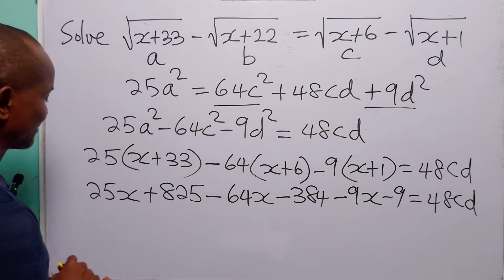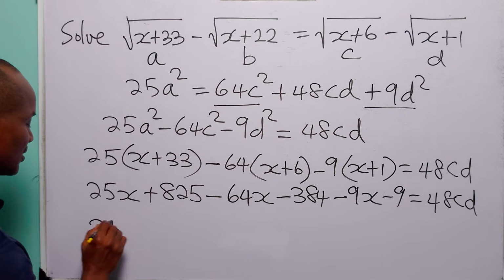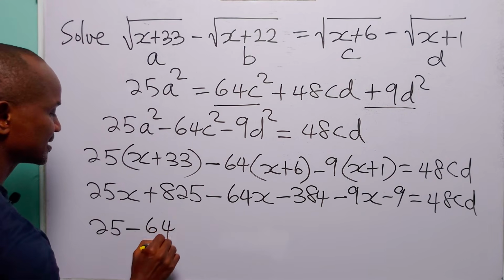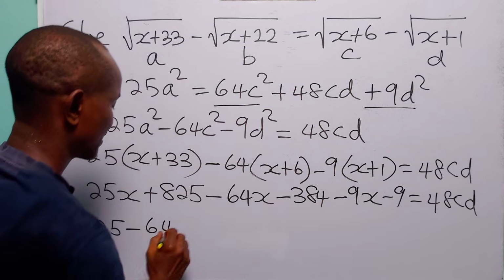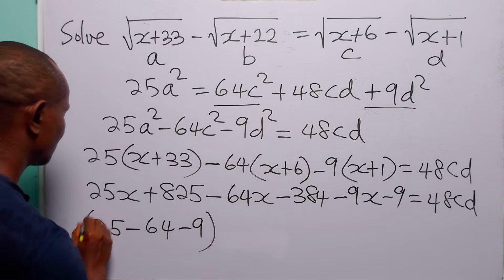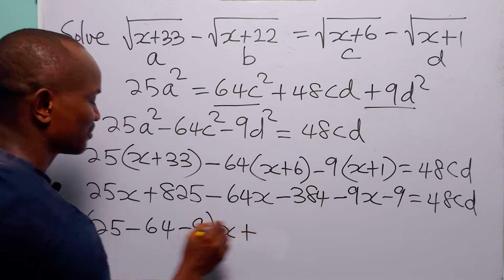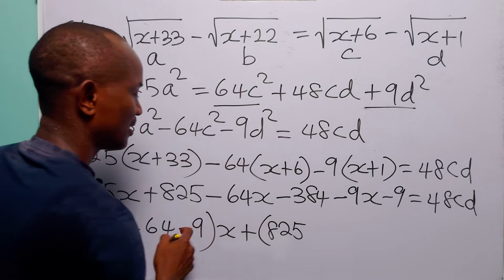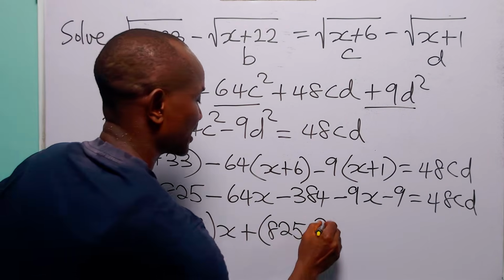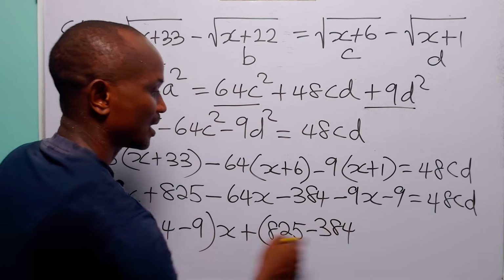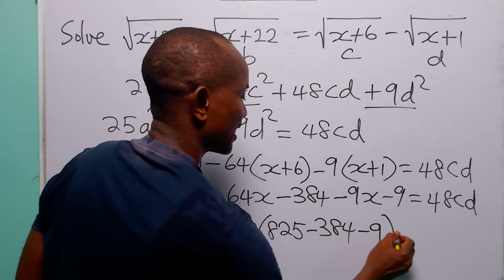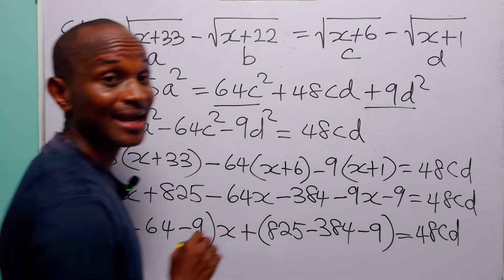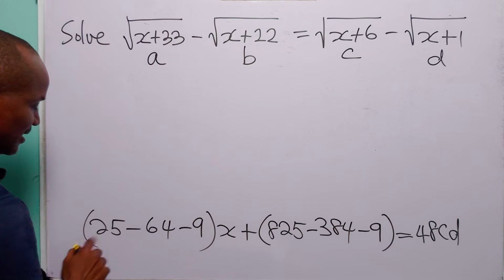Now collecting like terms, we have 25x minus 64x minus 9x plus 825 minus 384 minus 9, and of course this is still equal to 48c times d.